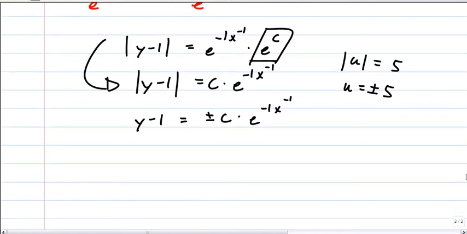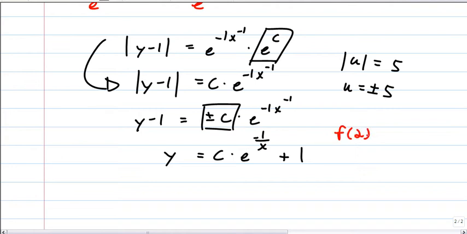Okay, cool. Now, how much do you suppose that is? That's just c. Cool. So c e to the negative 1 over x, plus 1 equals y. Sweet, now we got the initial condition. We just got to plug it in. f of 2 is 0. f of 2 equals 0.